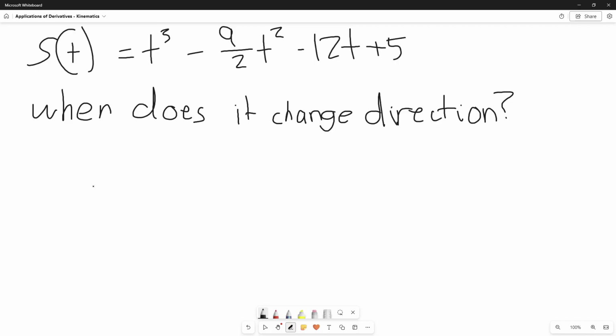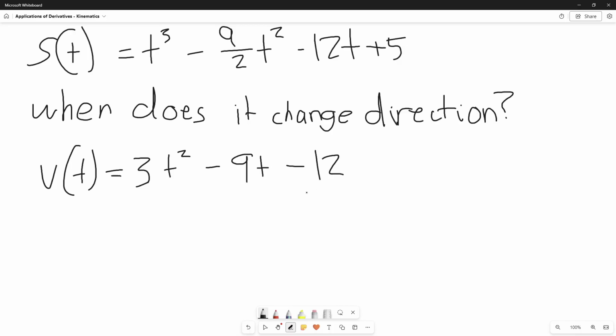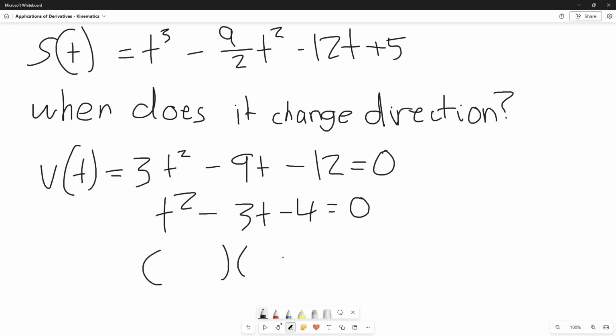And in order to do this, we need to find the derivative of this to find the velocity function. So velocity equals 3t squared minus 9t minus 12. And to find when it changes from negative to positive or positive to negative, we set it equal to 0, because that's when it crosses over. And we get t squared minus 3t minus 4 equals 0. And if we factor it out, we get (t minus 4) times (t plus 1) equals 0. So t equals 4 and -1.